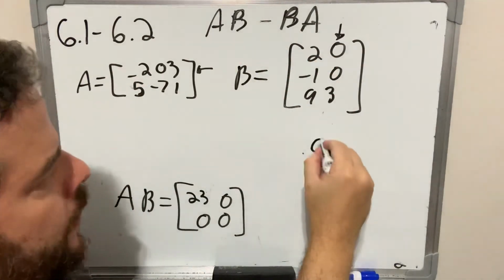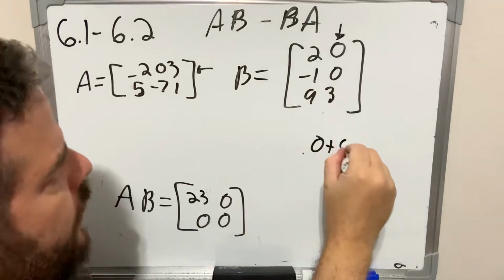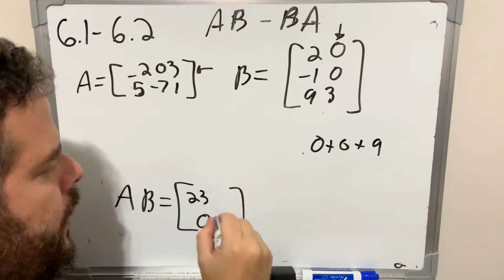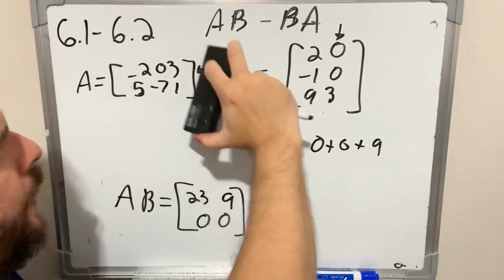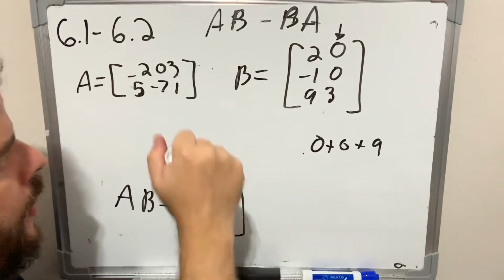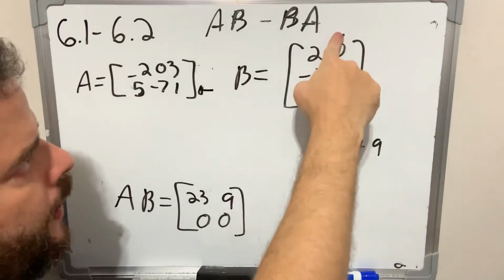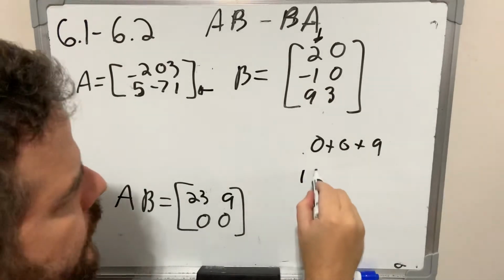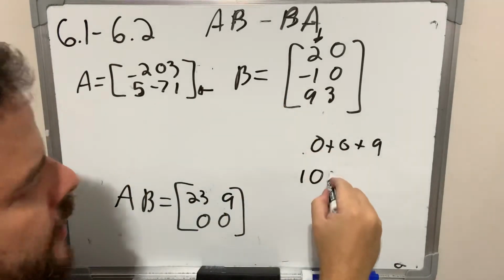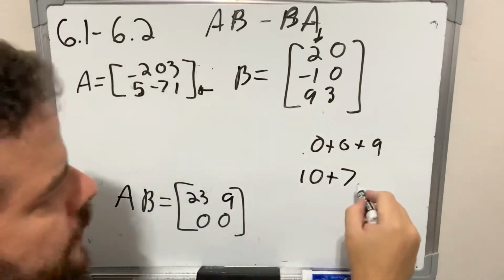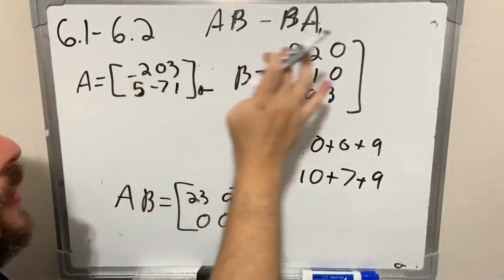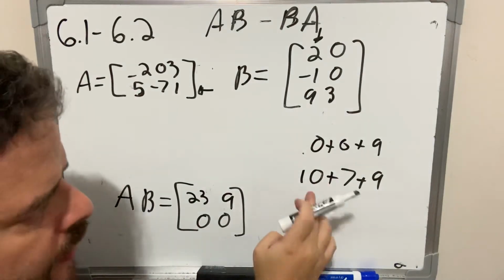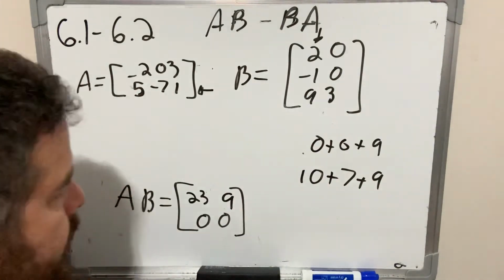Negative 2 times 0 is 0. 0 times 0 is 0. 3 times 3 is 9. That gives me this element. Now I'm gonna use the second row and I'm gonna jump back to the first column. 5 times 2 is 10. Negative 7 times negative 1 is 7. 1 times 9 is 9. Remember, you multiply the numbers and then at the end you add all the results, just in case. 17, 26.